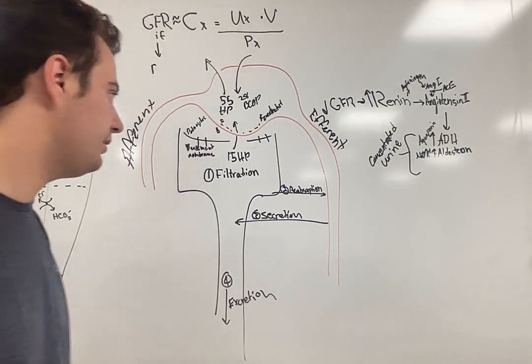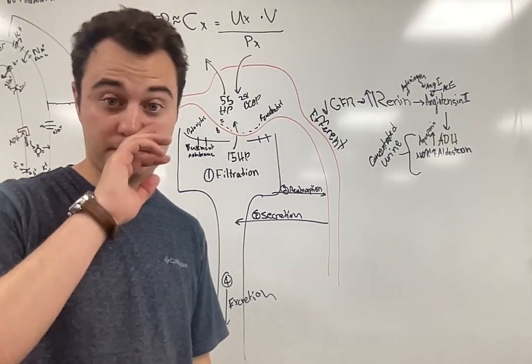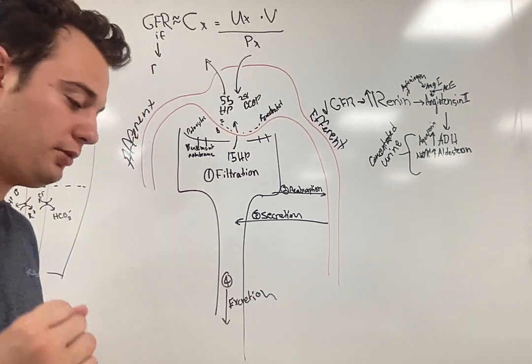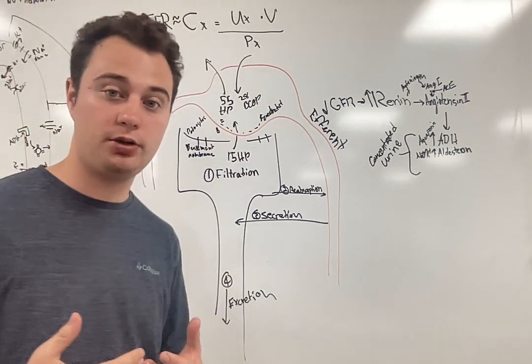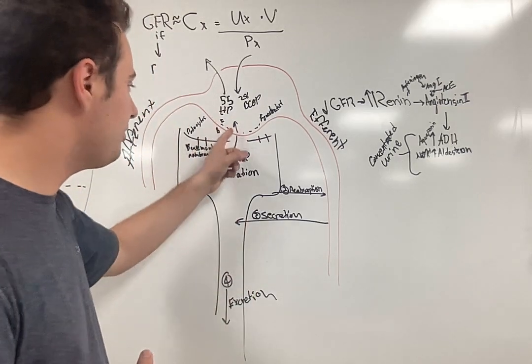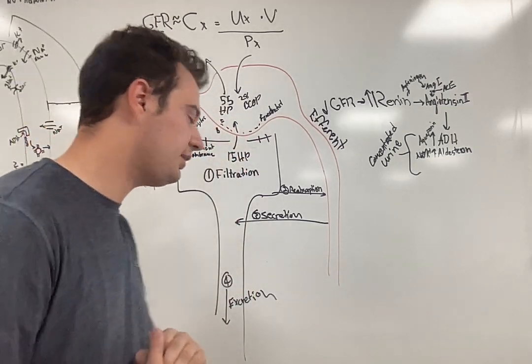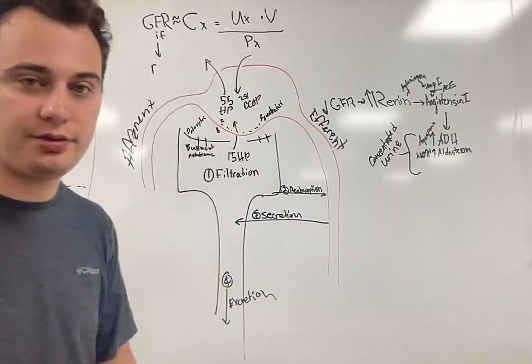Smaller stuff like inulin, which I will be returning to later, or just really small particles like chloride or sodium, can slide right through the podocytes and through the basement membrane of the glomerulus and get right through.